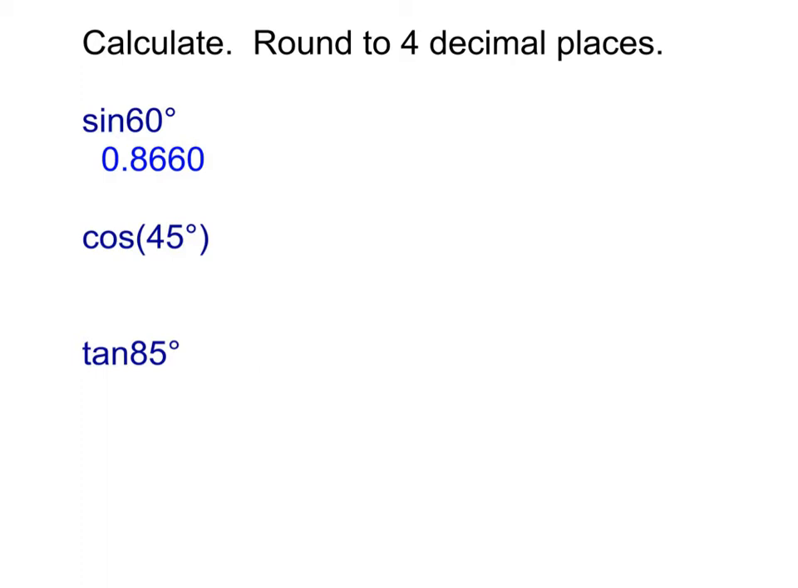One question that often comes up with this sort of thing, though, is do I have to write the 0 at the end, or can I just write 0.866? By writing in that 0, we show that we actually rounded to the 4th decimal place.